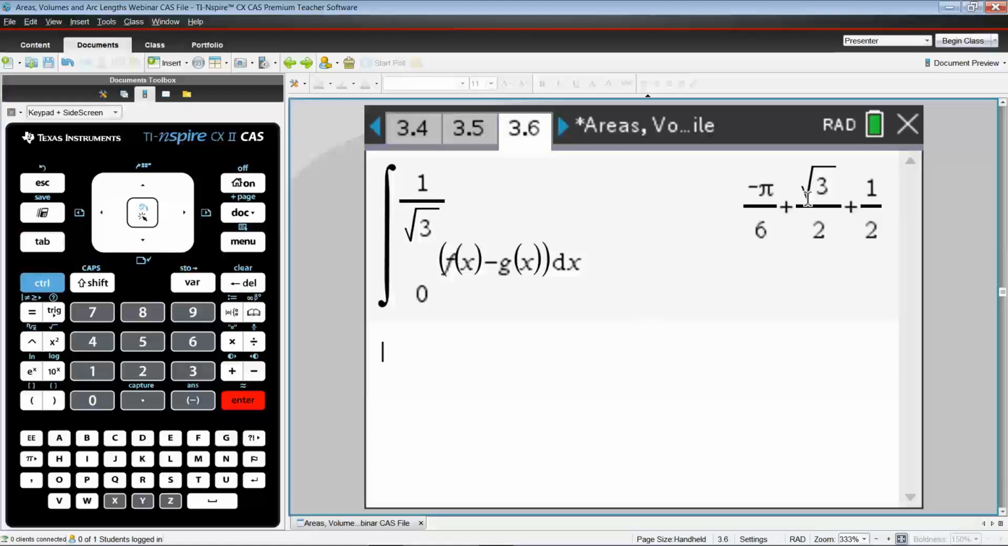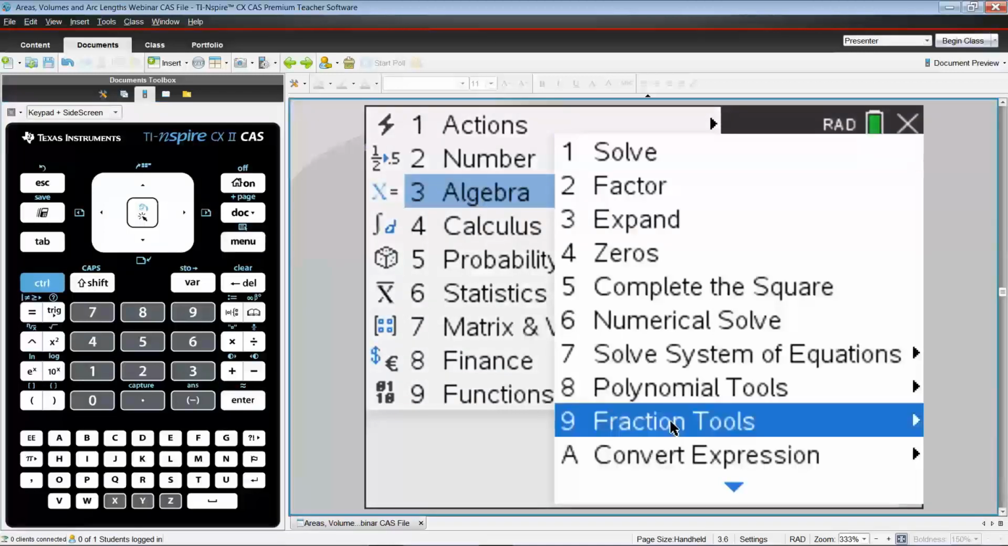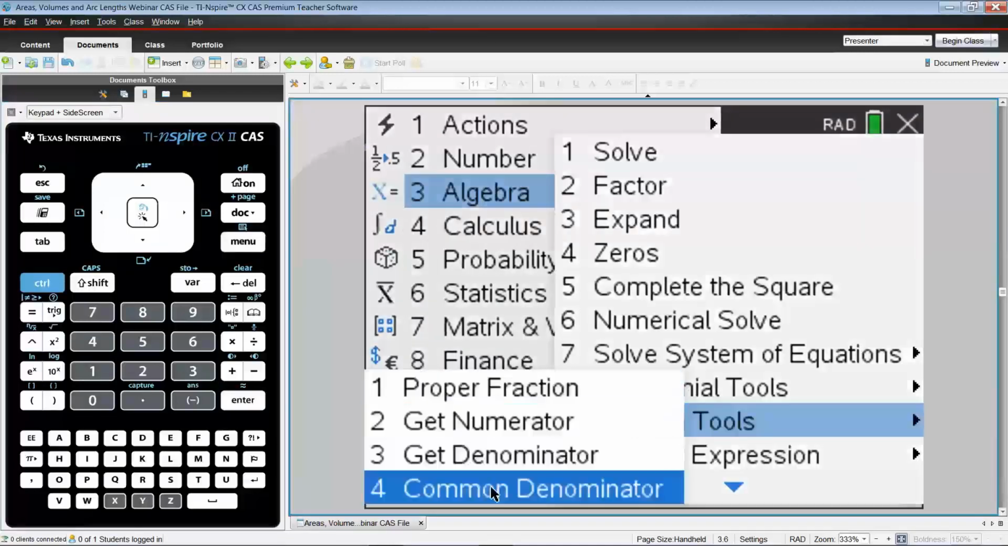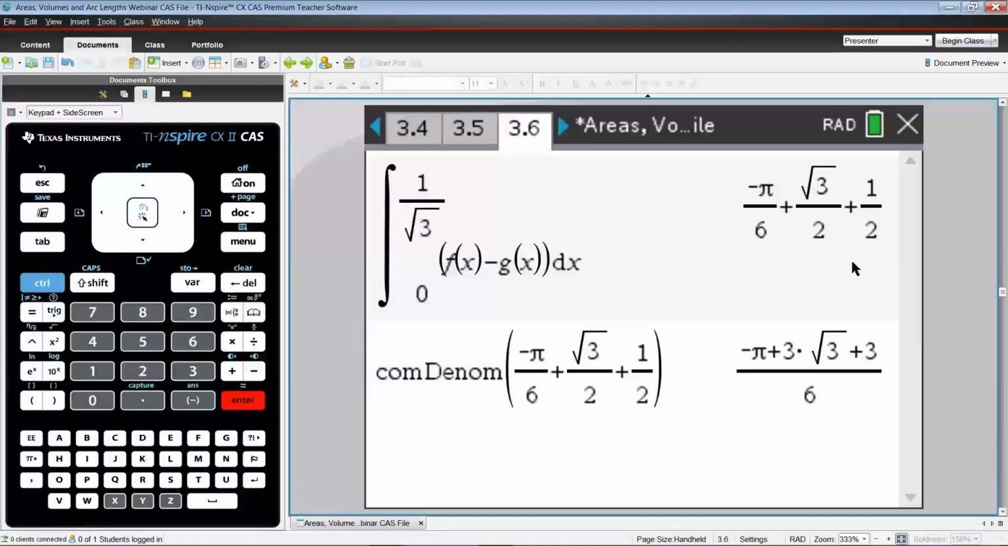If you'd like to write that as a single fraction with a single denominator, then you're certainly welcome to go to Menu, then Algebra, Fraction Tools, and Common Denominator. So you can use a bit of algebra to help you with simplifying a couple of the outputs that you get. Okay, so this might be written as 3 plus 3 root 3 minus pi all over 6, or you can just write 1/6 multiplied by all of this in brackets.